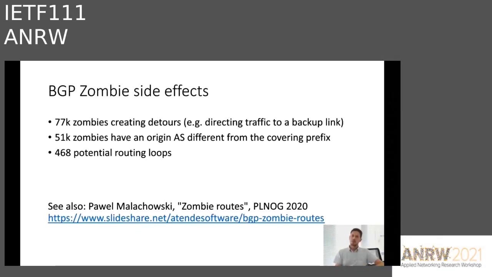And finally, in the paper, we looked at some of the side effects of BGP zombies. We found that 77,000 zombies created detours. For example, there would be cases where the path will follow backup links instead of the usual AS path. We also found that some zombies have an origin that is different from the covering prefix, because that route is stuck, so we might have wrong origin AS information. I won't give the detail here, but you can look at the paper.